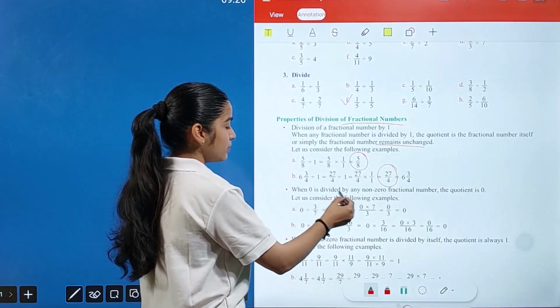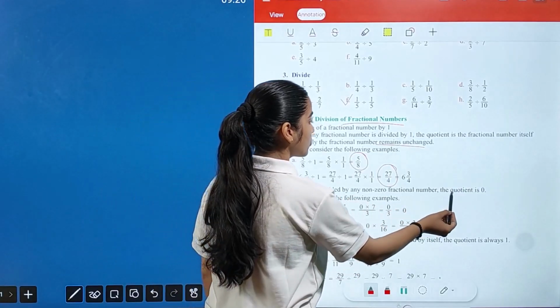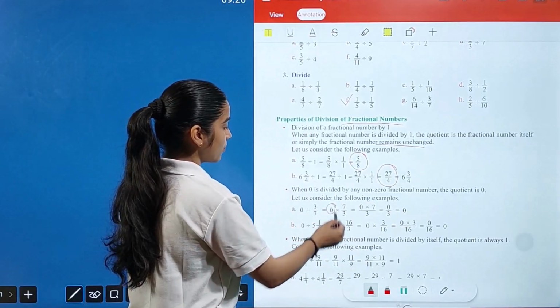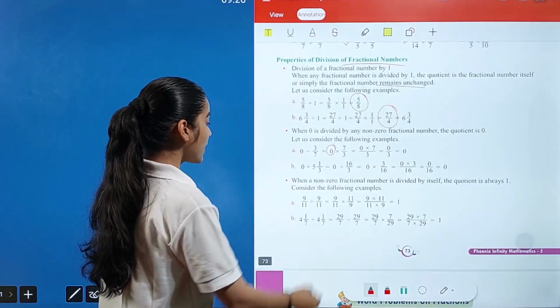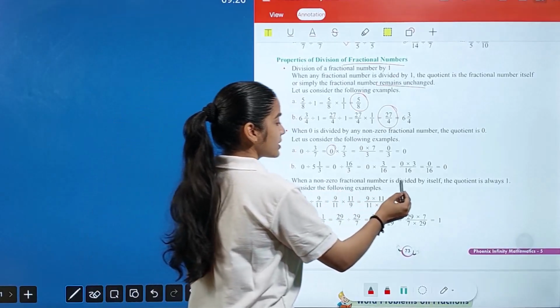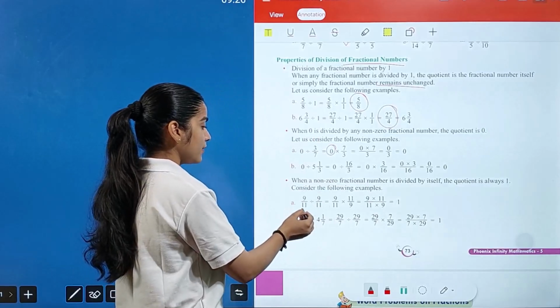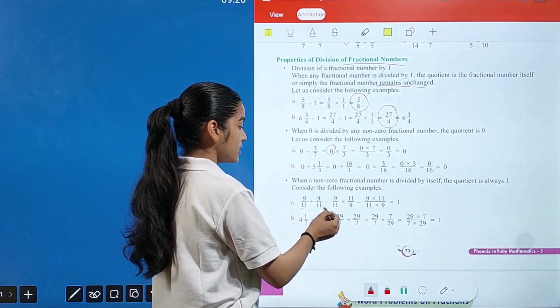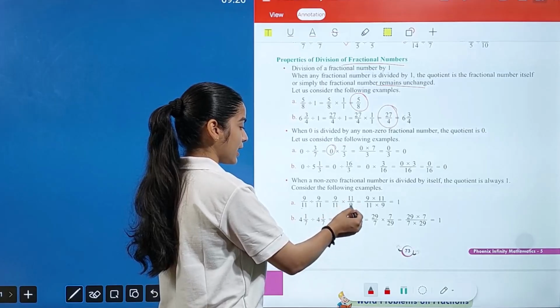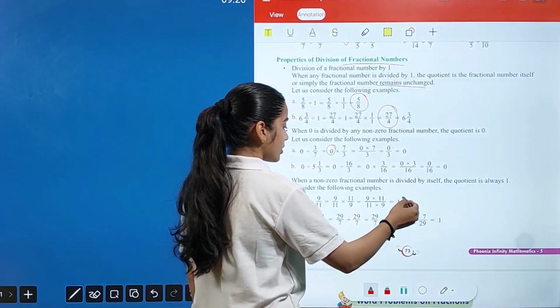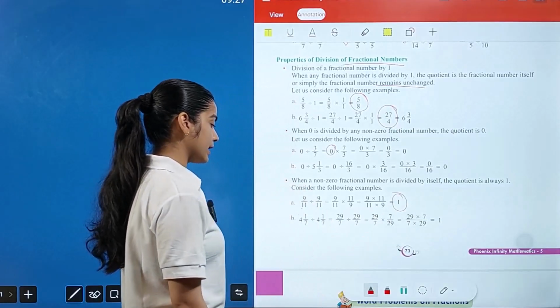When 0 is divided by any non-zero fractional number, the quotient is 0. It means 0 divided by 3 by 7 is 0. Now, when a non-zero fractional number is divided by itself, the quotient is always 1. For example, 9 by 11 divided by 9 by 11 means 9 by 11 multiplied by 11 by 9. You have to take the reciprocal of your second fractional number. So you will always get 1 as your final answer.